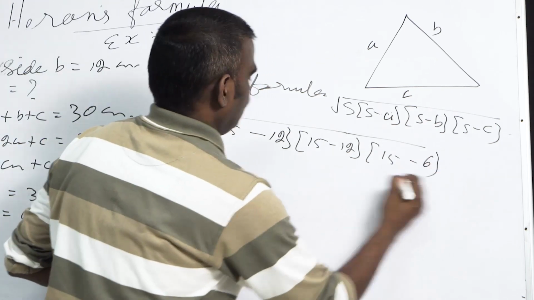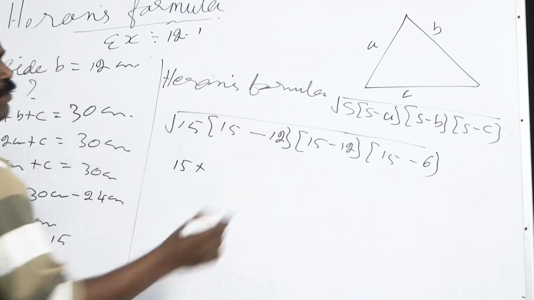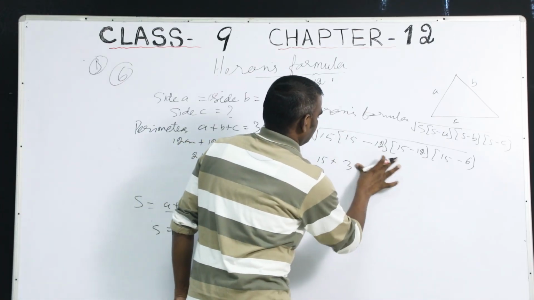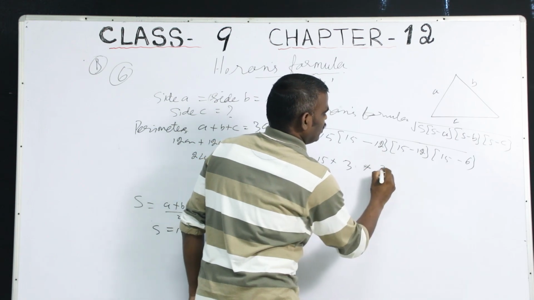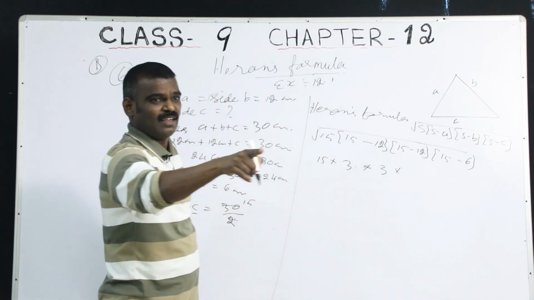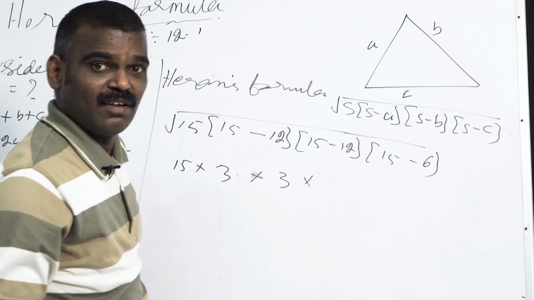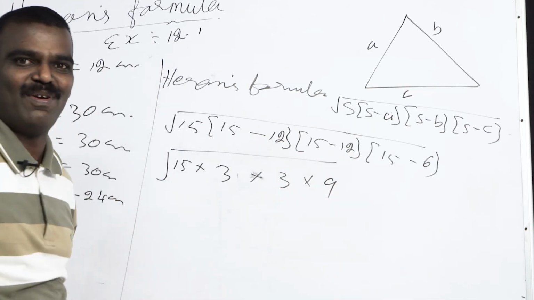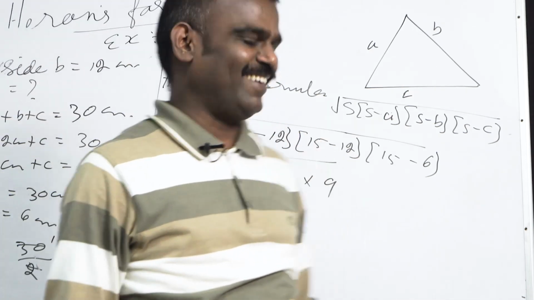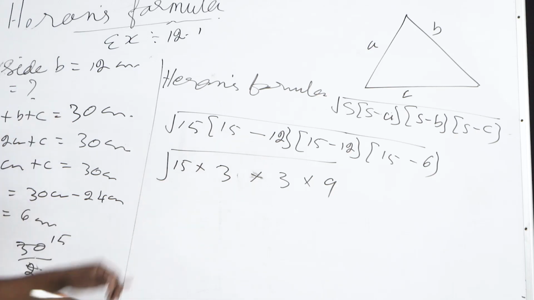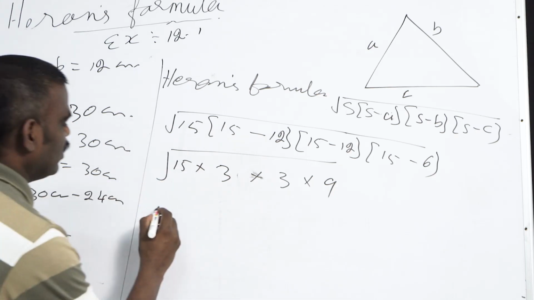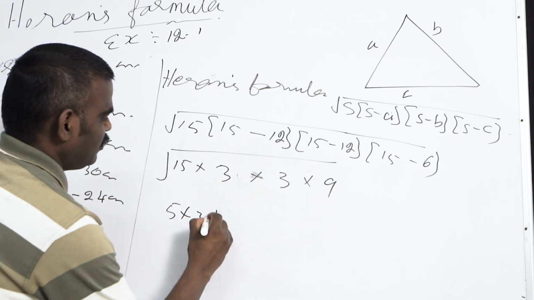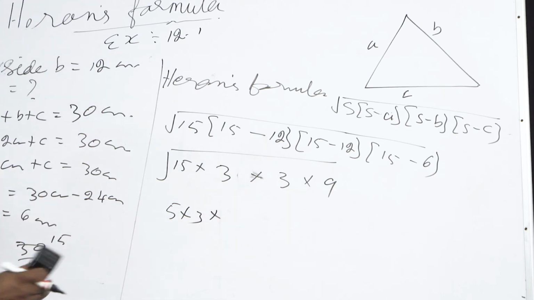6. So 15 into 15 minus 12, how much? 3. 3 into again 15 minus 12, how much? 3. 15 minus 6, yes? 9. 15 minus 6 is 9. Okay, good boy. So 15 can be split, how much? 5 into 3, 5 threes are 15. Or even if you don't split, it's all right.